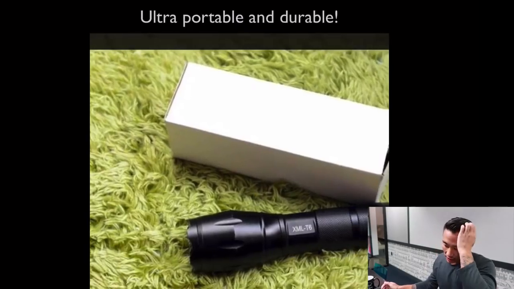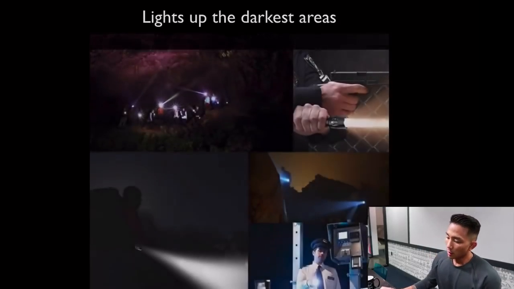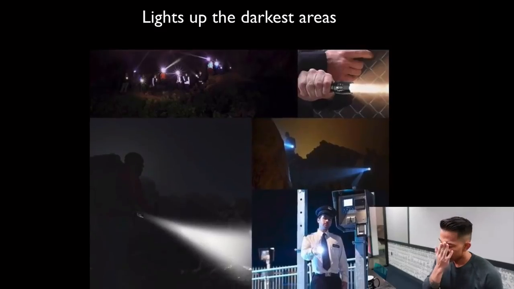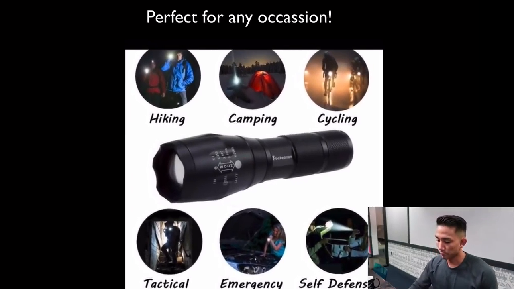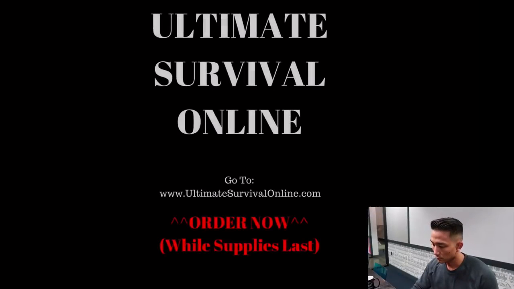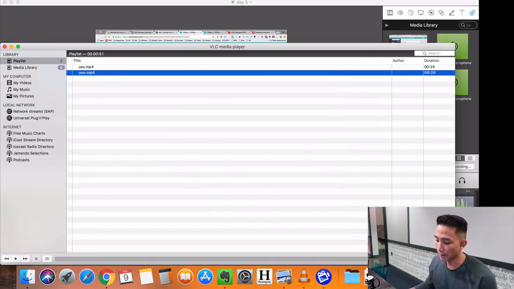So we have benefits on the top, the value prop, ultra portable and durable, lights up the darkest areas, perfect for any occasion. Then I have the company, Ultimate Survival Online, website, and then a call to action, order now, right? While supplies last, scarcity. So that is the formula for video ads, right?